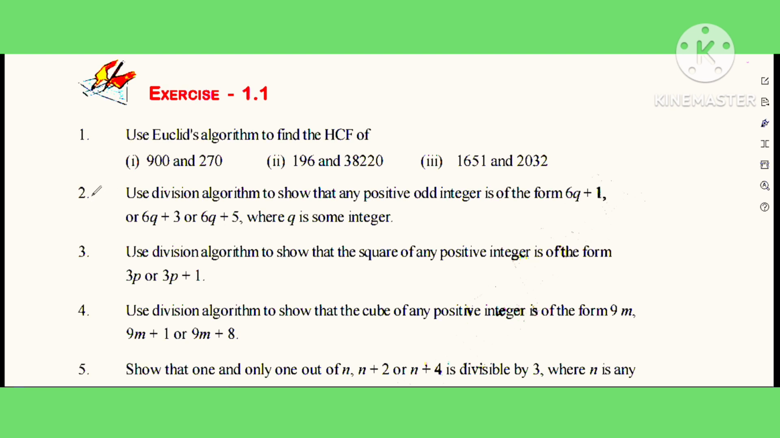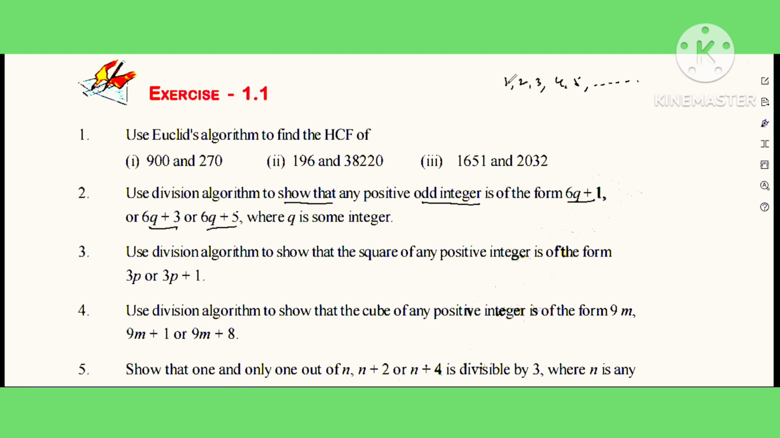That is the second question. Use division algorithm to show that any positive odd integer is of the form 6q plus 1 or 6q plus 3 or 6q plus 5. You know that positive integers means 1, 2, 3, 4. These are all positive integers.